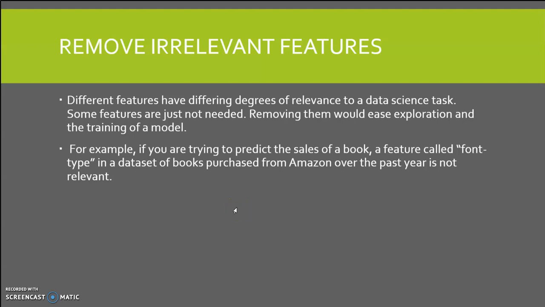Okay, next is removing irrelevant features. So different features have differing degrees of relevance to a data science task. Right, some features are just plain not needed. It's just not going to help you with your prediction, for example. So if you remove them, it relieves the machine learning algorithm, the computation, from having a longer time to complete. So let's take a look at an example.